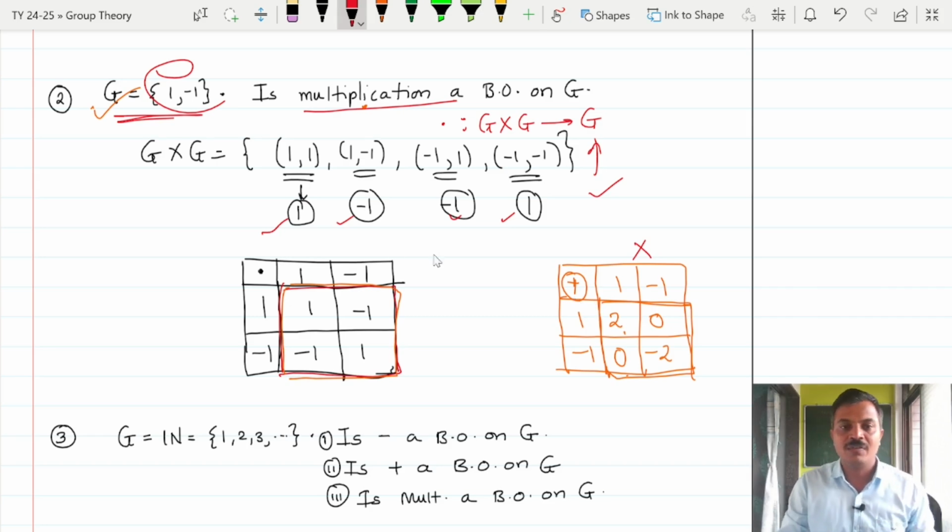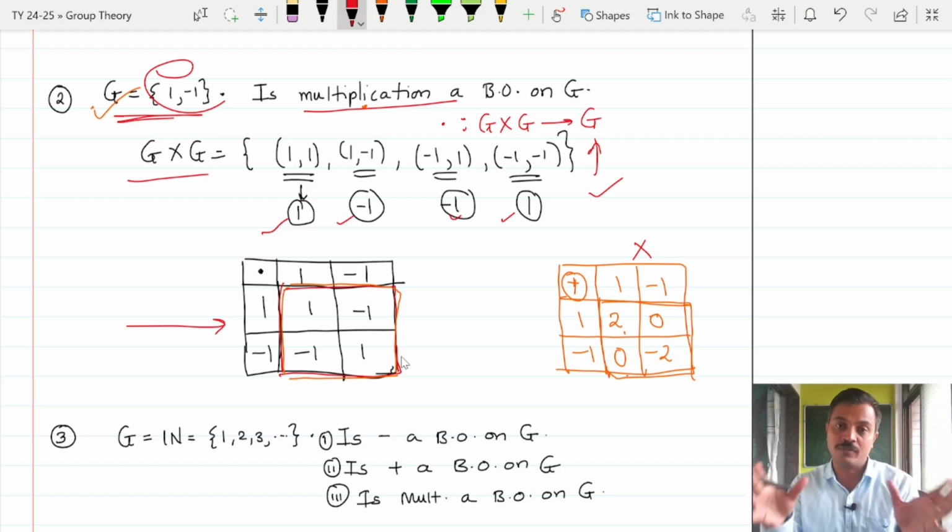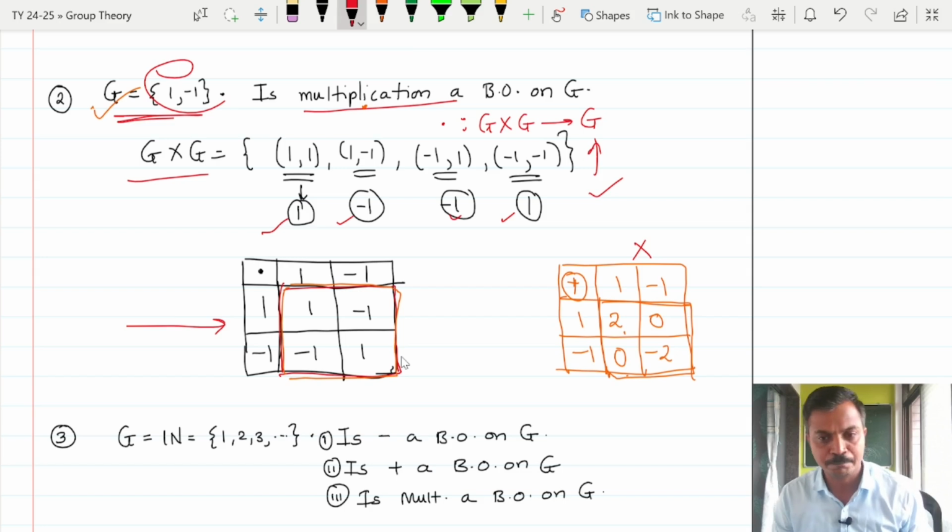This is one more way. If you find it difficult to find G cross G and then find the images, then you can directly draw this composition table, and from the composition table you can decide whether the given operation is a binary operation or not. Now remember, this applies only if the sets are finite. So in order to understand the definition for infinite sets, we are supposed to understand the logic behind it. What exactly is going on in order to check whether the operation is a binary operation or not.